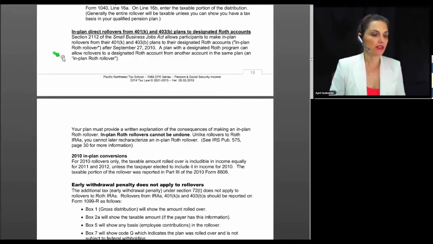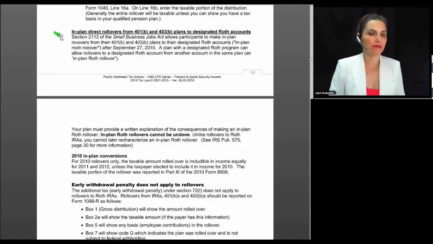Now, in-plan direct rollovers from 401k and 403b plans to designated Roth accounts: Section 2112 of the Small Business Jobs Act allows participants to make in-plan rollovers from their 401k and 403b plans to designated Roth accounts.